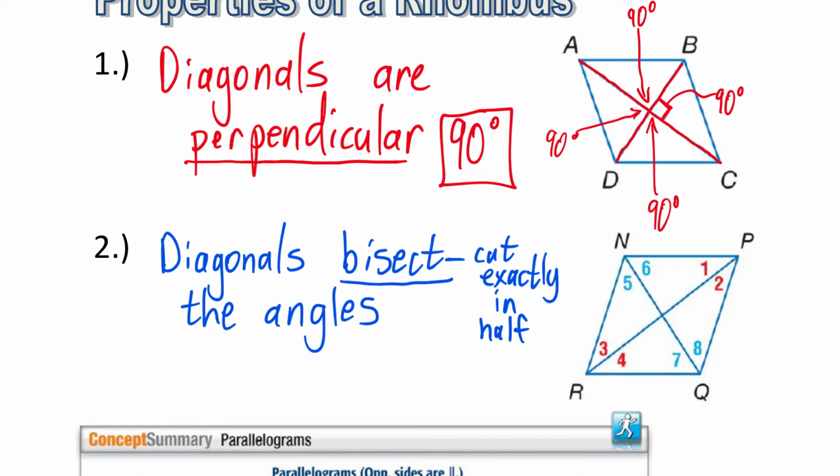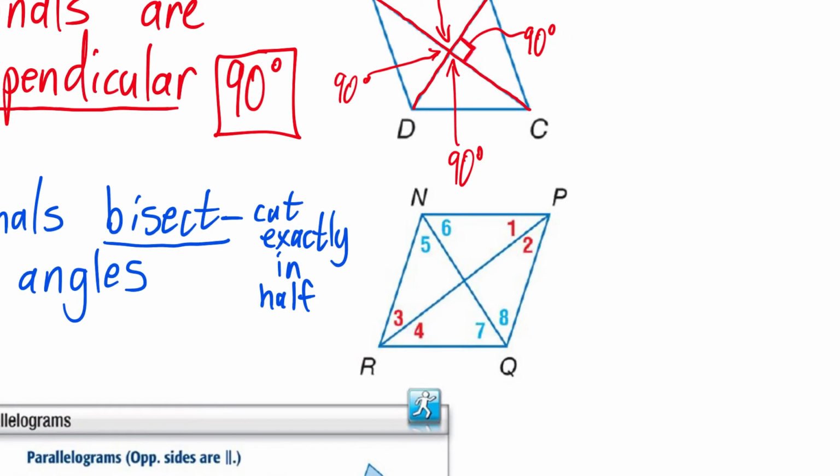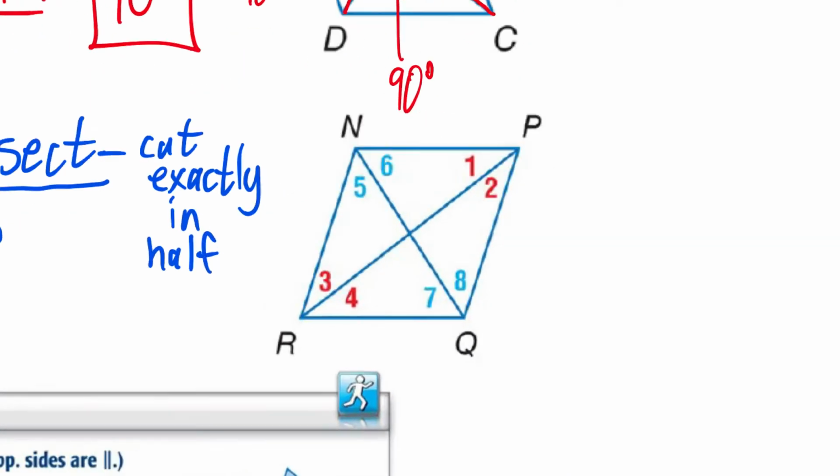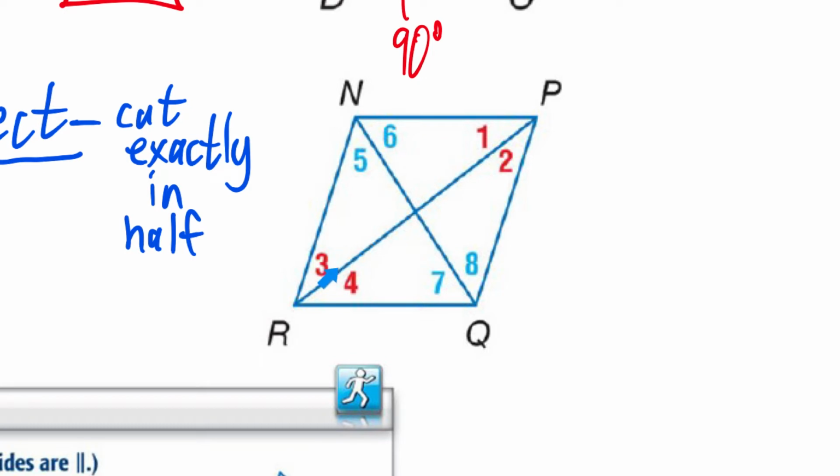So what that means is, all right, well, it's confusing. Okay. So this diagonal right here, this diagonal RP, is cutting this angle exactly in half. So angle 3 and angle 4 are going to be equal to each other because it's cut exactly in half. Now, also since a rhombus is a parallelogram, this whole angle R and this whole angle P are congruent to each other because in a parallelogram, opposite angles are congruent. So what that means is that all 4 of these angles are always going to be equal.